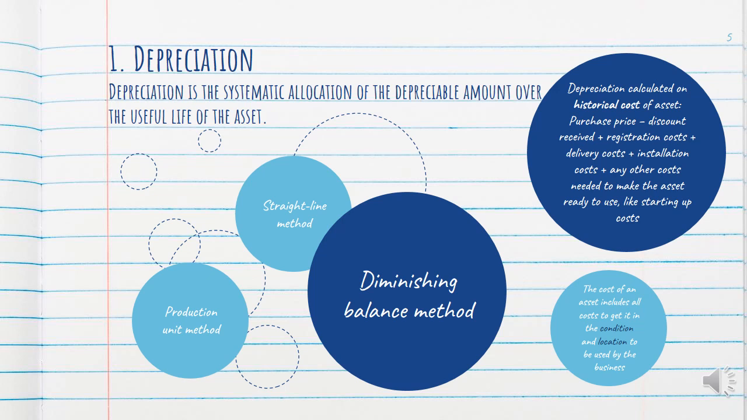Then the depreciation is calculated on the historical cost of an asset, which includes all of those costs that are listed there. I'm not going to read them all out, but in the little blue bubble on the right, we can see that the cost of an asset includes all costs to get it in the condition and location to be used by the business. So if you get a question with a bunch of costs, obviously all the costs that will be included are the ones to get it in the condition and location to be used by the business. So if that asset needs to be in the business to be used by the business and you have transportation costs, that will be included, for example.